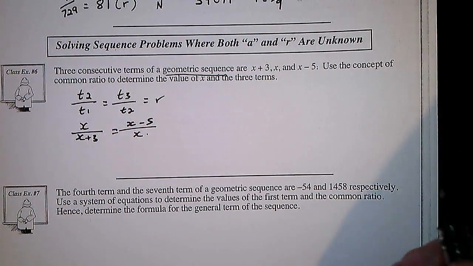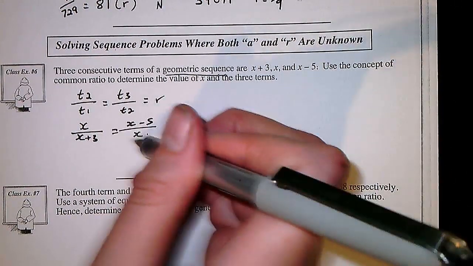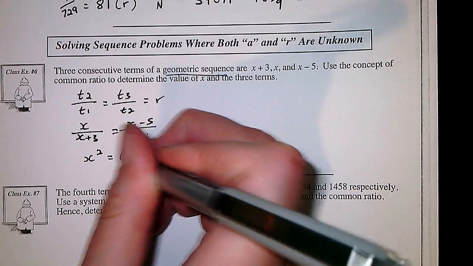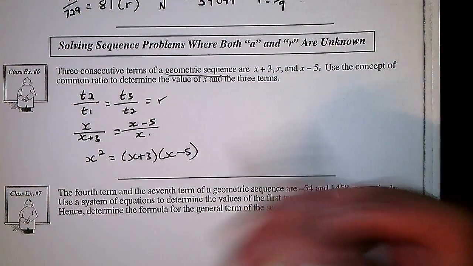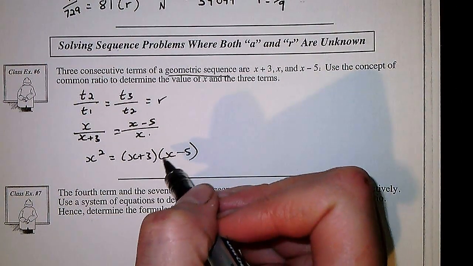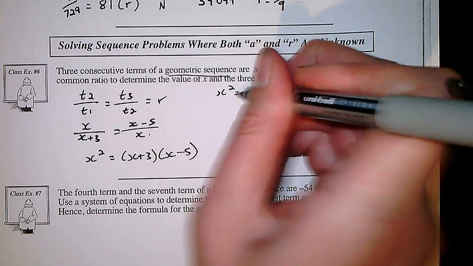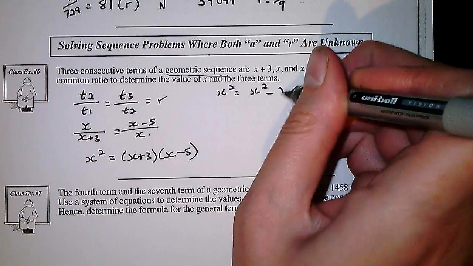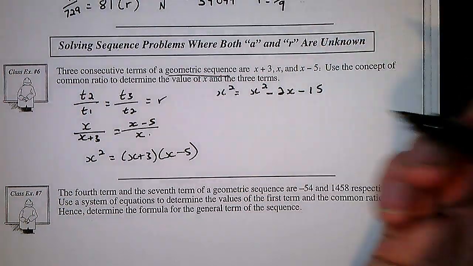So what I'm going to do to solve this is multiply the diagonals. So I've got x squared, and then I have x plus 3 and x minus 5. I'm going to multiply this out using FOIL. So I get x squared is equal to x squared minus 2x minus 15. Then I'm going to simplify.